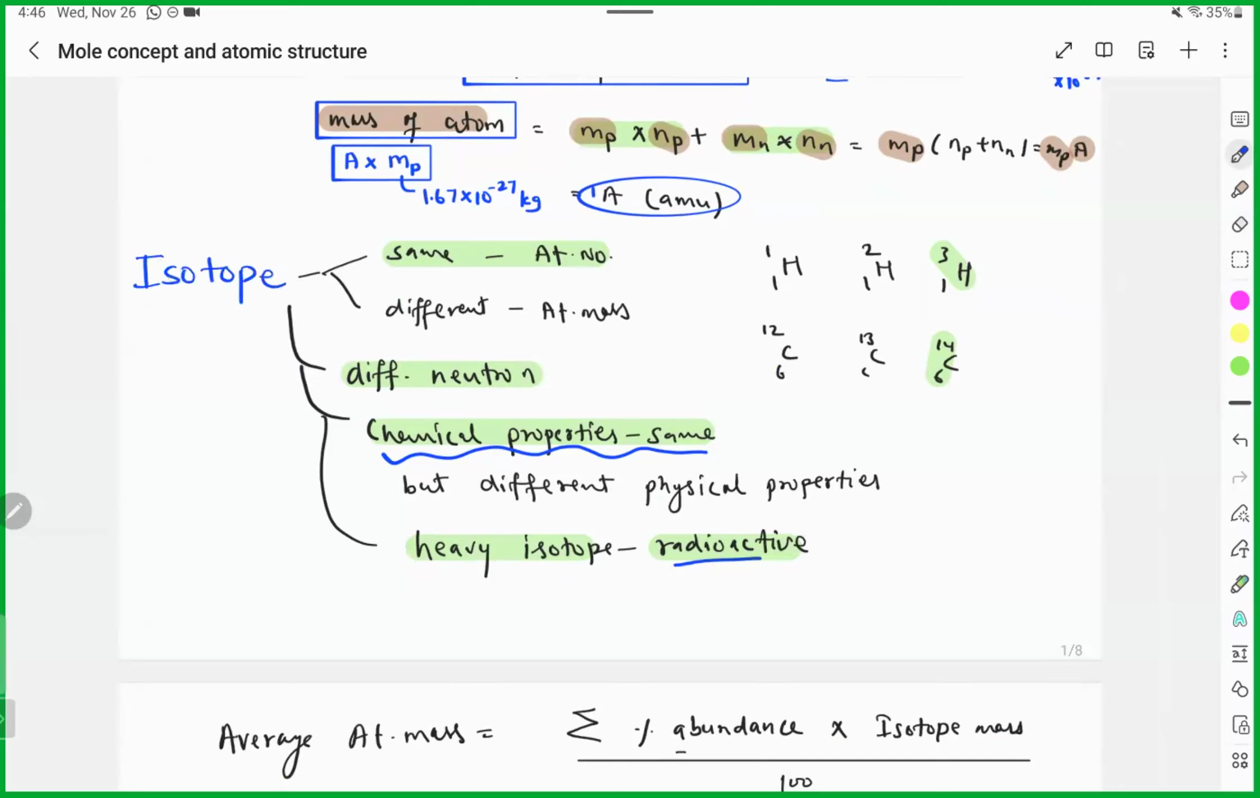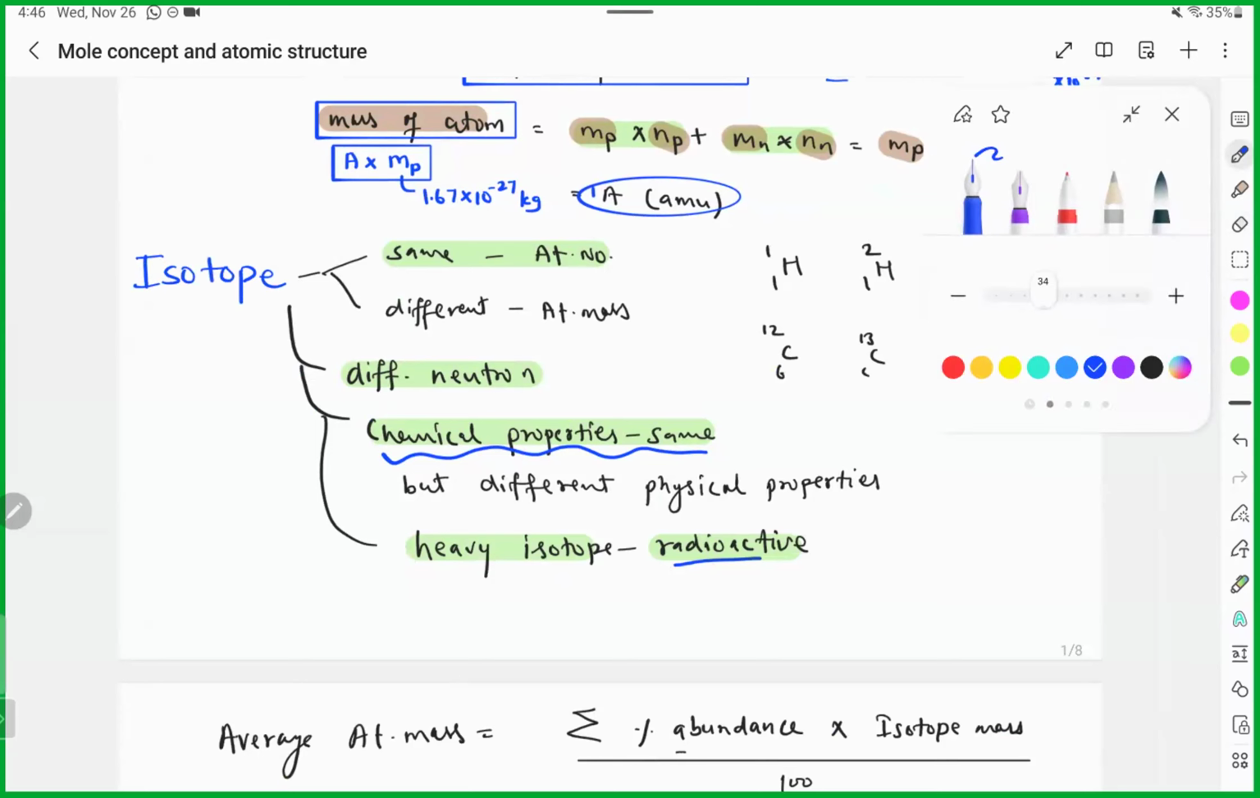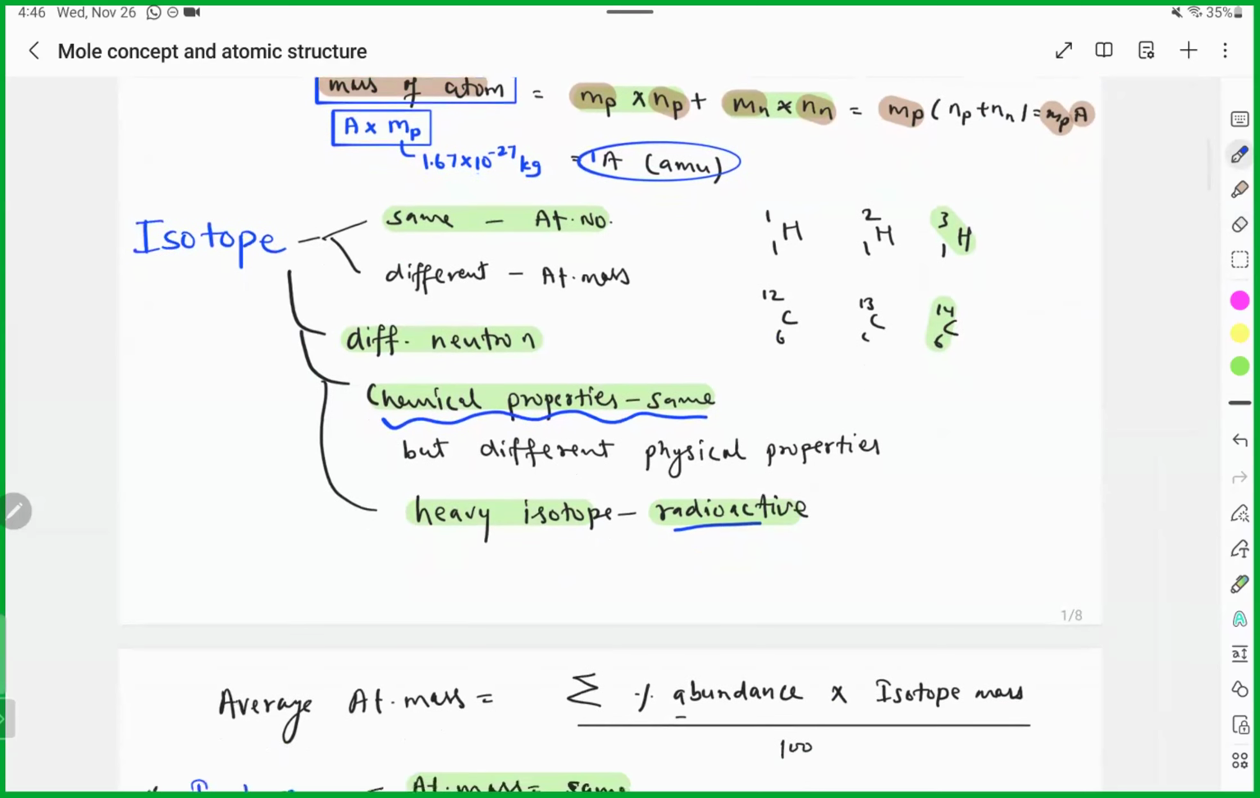Sir, Anvita, what is isotope? Sir, it's like protons are the same, but neutron number is different. Basically the atomic number is the same. Isotopes have the same atomic number but different atomic mass. Example: in every situation, carbon has atomic number six, right? But the atomic mass is different. So these are the isotopes of carbon.